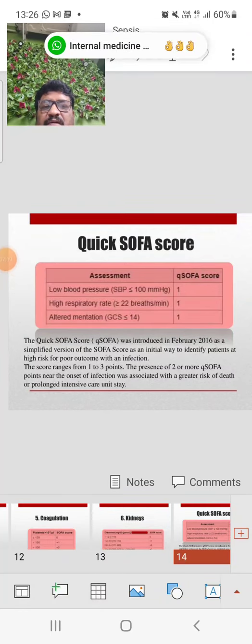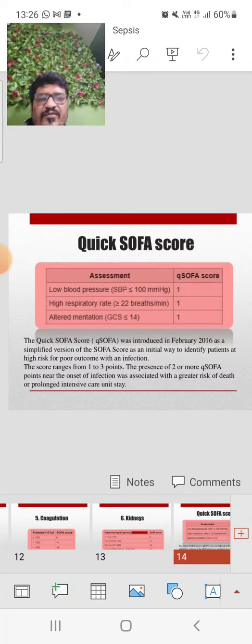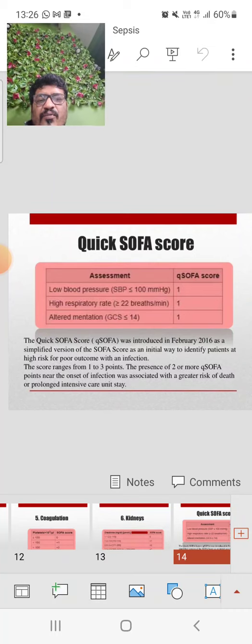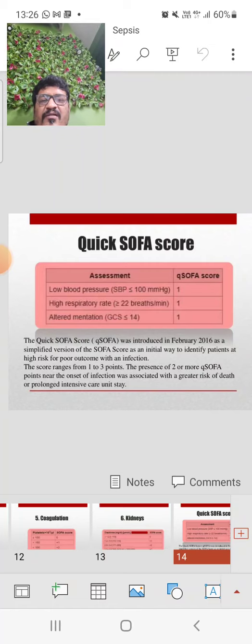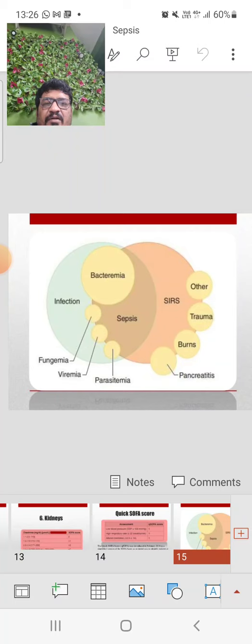So the score ranges from 1 to 3. The presence of 2 or more SOFA points near the onset of infection was associated with a greater risk of death or prolonged intensive care unit stay. The SOFA score was introduced in 2015, and the score ranges from 1 to 3. Okay.